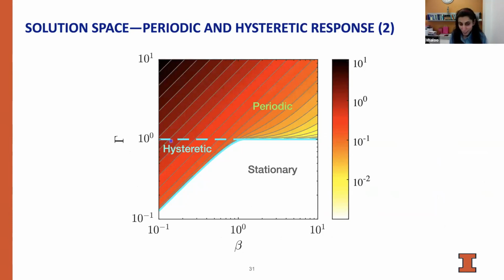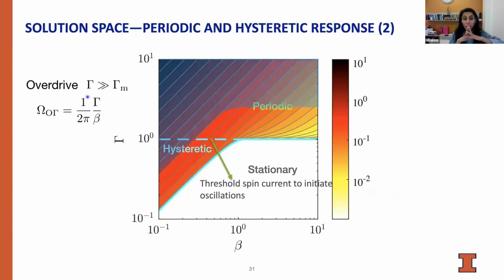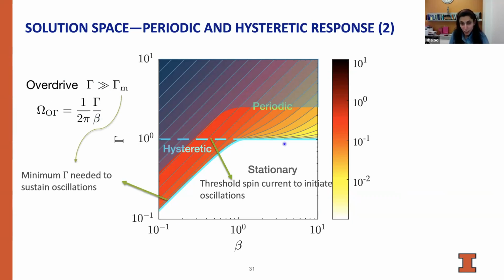So we have this dashed line. This is the minimum current that is needed to start the oscillations. And if we apply a lot of spin current, then we can find the fundamental frequency of oscillation, which scales with the spin current and the damping of the system. What is this gamma M over here? The gamma M is this bifurcation line, so it's separating these regions. And this is the minimum gamma that is needed in order to sustain the oscillations.